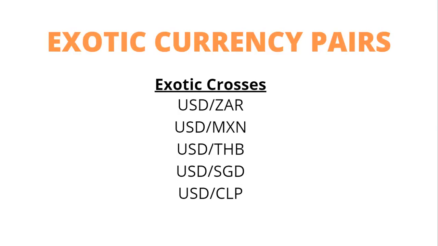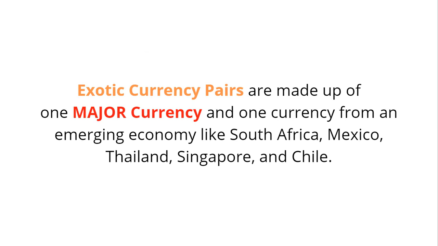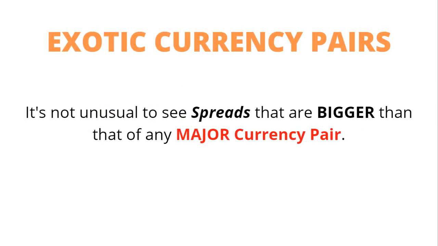Now, here are some of your exotic currency pairs, right? USD ZAR, that's the South African Rand, right? USD MXN, that's the Mexican peso, right? And so on and so forth. Now, exotic currency pairs are made up of one major currency and one currency from an emerging economy like South Africa, Mexico, Thailand, Singapore, and Chile. And it's not unusual to see spreads that are bigger than that of any major currency pair when it comes to these exotic pairs, okay? So usually on the exotic currencies, you're going to see spreads that are bigger than what you're used to seeing when we're trading any of the major currency pairs, all right? So don't be surprised there.